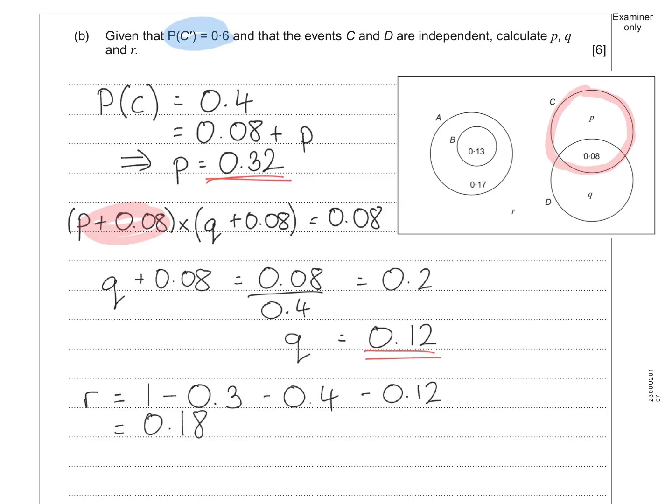Is our answer there? Lovely. Verify that on your calculator, obviously, but I'm pretty sure it's 0.18. Lovely. Nice question, that. I enjoyed that question. 8 marks in total, I think. I'm going to move on.